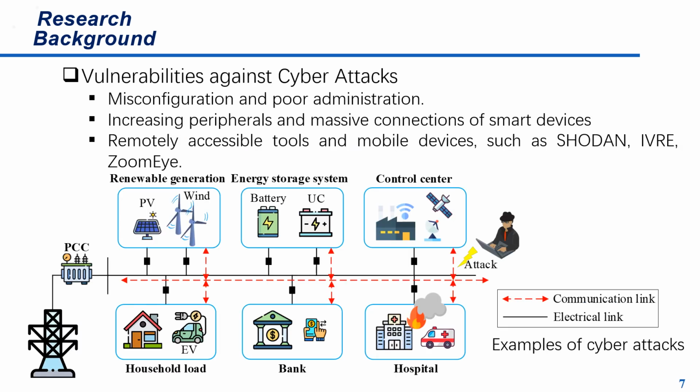The vulnerability of microgrids comes from different aspects. First, misconfiguration and poor administration will increase the vulnerabilities. Second, the increasing use of firewalls and massive connections of smart devices will also make the system easier to hack. Third, the remotely accessible tools and mobile devices can expose the system details to people, making it vulnerable. As you can see from this figure, if an attacker has some knowledge of computer science, he or she can tamper with the communication link, thus causing physical impacts on the microgrid.